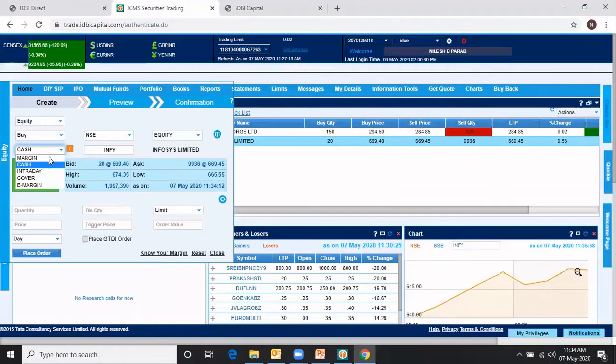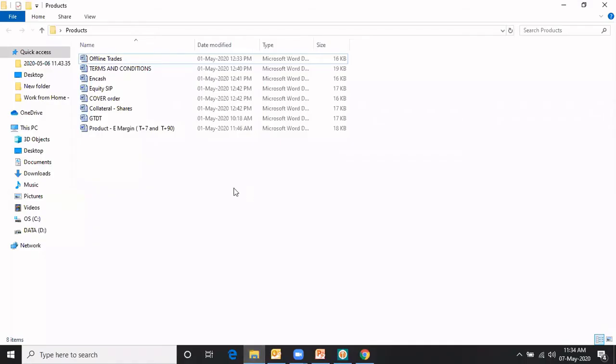Then we have a product called e-margin. So what is e-margin? For that, we will go to the e-margin product details. So I have kept one product, e-margin.